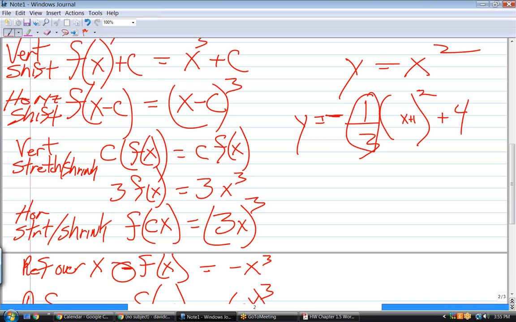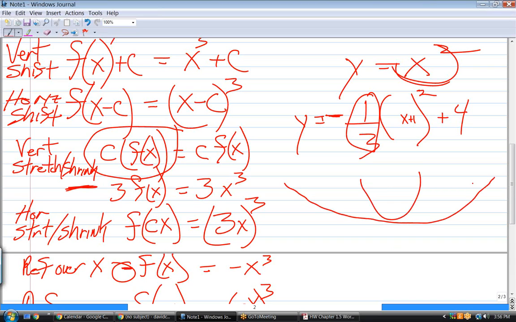What's the effect of the 1/3? The 1/3 is affecting it, it's a horizontal stretch, right? It's in front of the function, right? That c is not inside the function. That c is in front of the function. If the function is x squared, when I put that minus 1/3 in front of the function, that is a vertical shrink. In other words, instead of the parabola looking like that, it's going to flatten out. That's what vertical shrinks do.